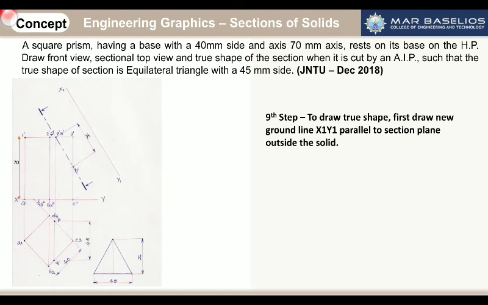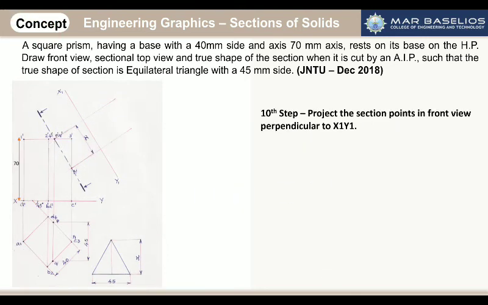Now as usual, you have to find the true shape. Our aim is to find the true shape, and the true shape should be an equilateral triangle. For that, as usual, you draw a new ground line outside the solid that should be parallel to our section plane. I'll be drawing a new ground line, naming it as x1 y1. To get the true shape, you draw perpendicular lines from P dash, Q dash and R dash. The perpendicular lines should be drawn perpendicular to our section plane. So we will be getting the perpendicular lines like this.